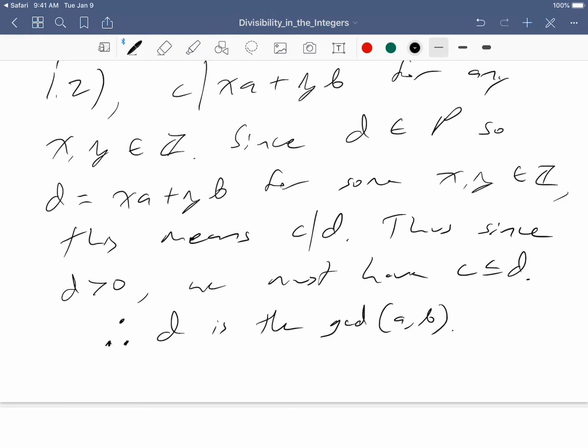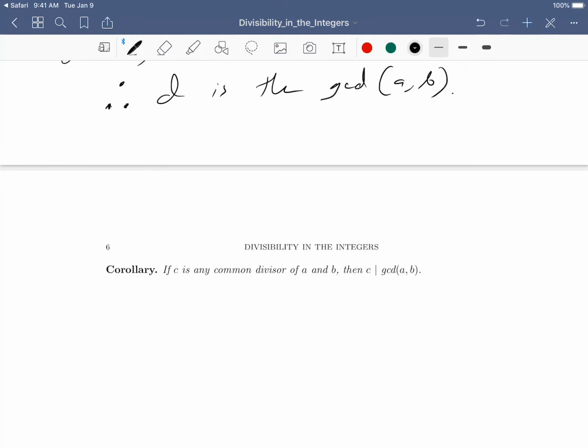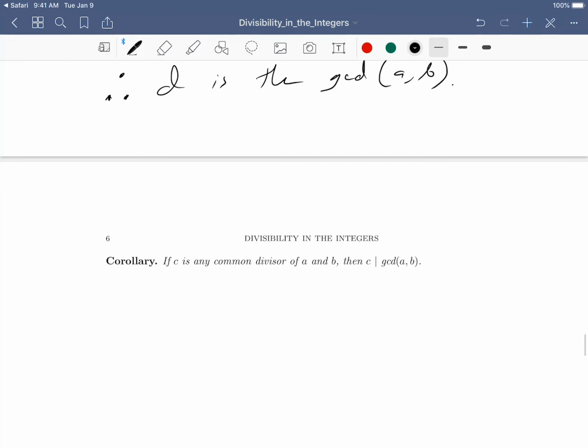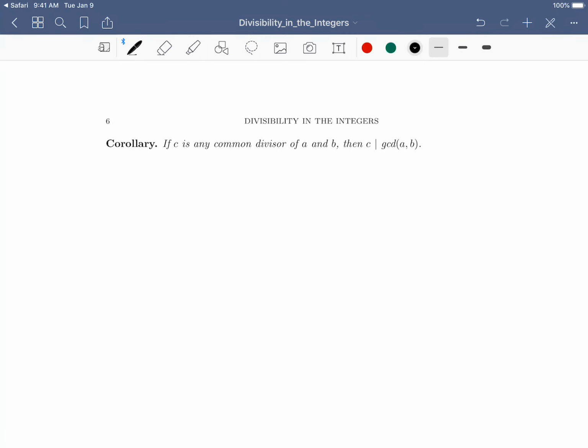All right, so this is a little bit weird, but what we've said is that the GCD of A and B is the smallest positive linear combination of A and B. And we're going to use that to do an example in the next video of how you find that X and Y. But for right now, I want to show you one other quick thing that we did to prove this corollary.